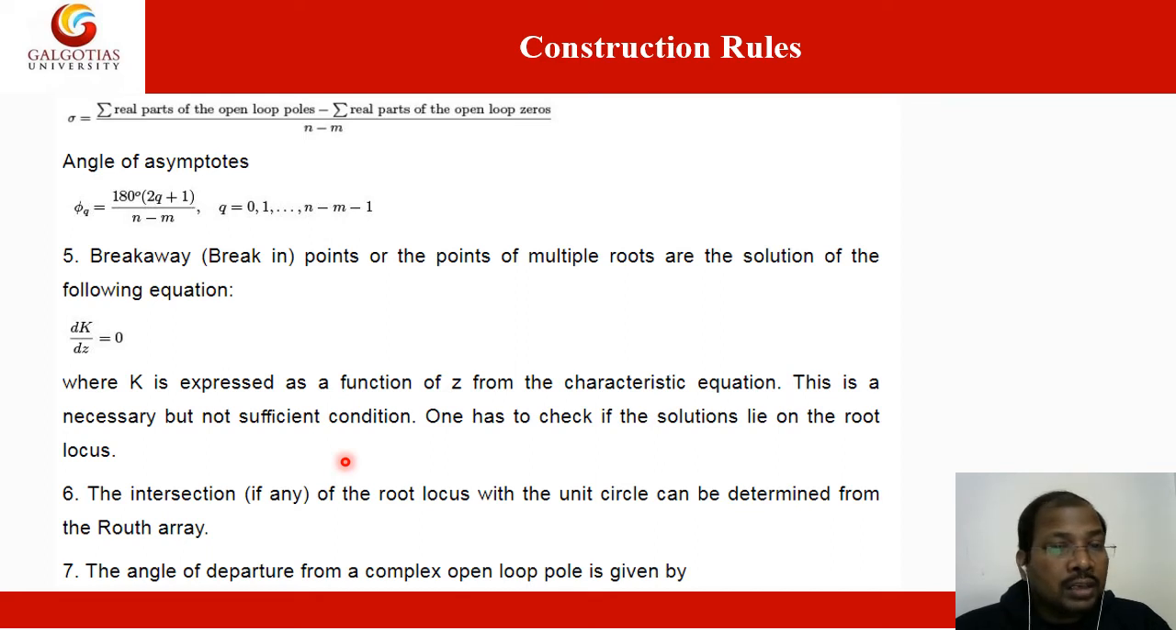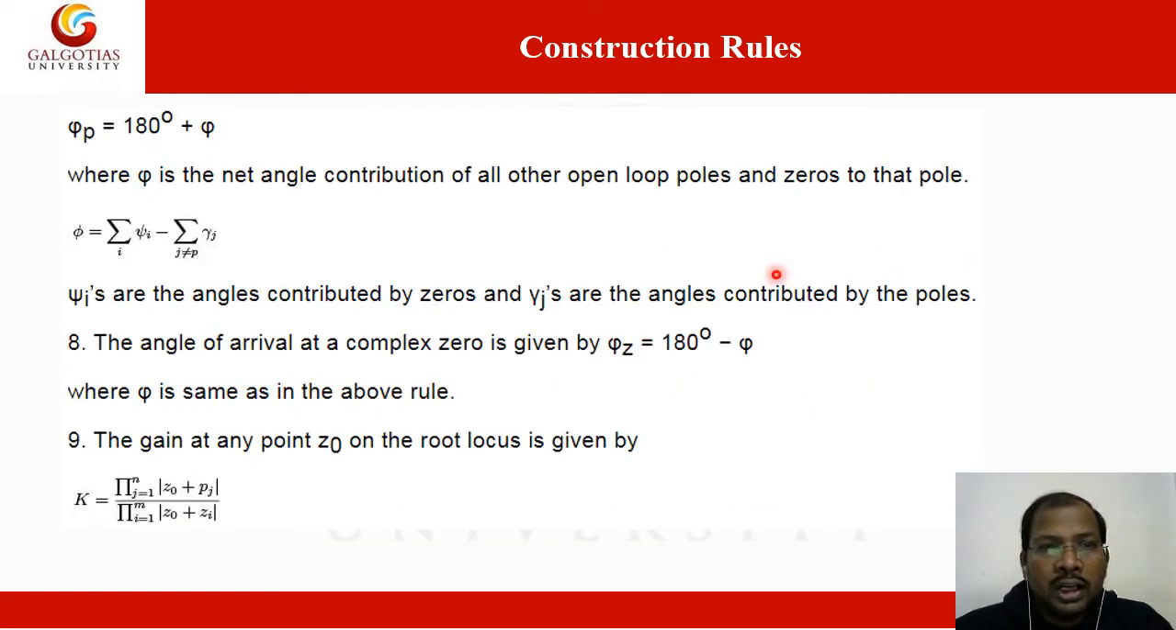Now the angle of departure from the complex poles. Poles have an angle of departure and zeros have an angle of arrival. We just have to formulate it: phi p is equal to 180 degrees plus phi, where phi is the net angle contribution of all the other open loop poles and zeros at the pole. Here we can calculate phi as the summation of all the pole angles minus the summation of all the zero angles. In particular, when there are complex poles and zeros, we have to calculate the angle of arrival and angle of departure: arrival for the zeros, departure for the poles.